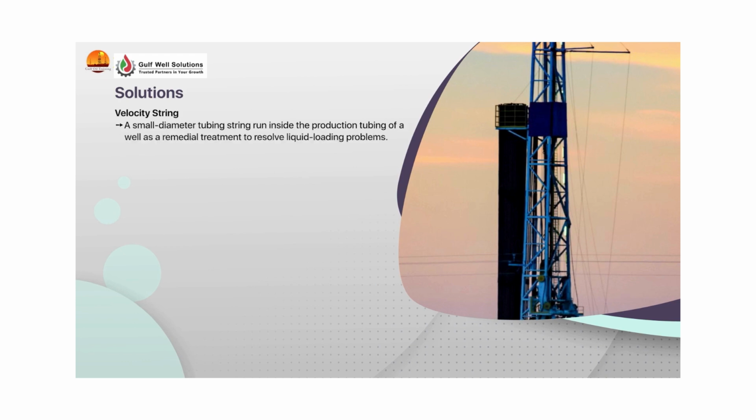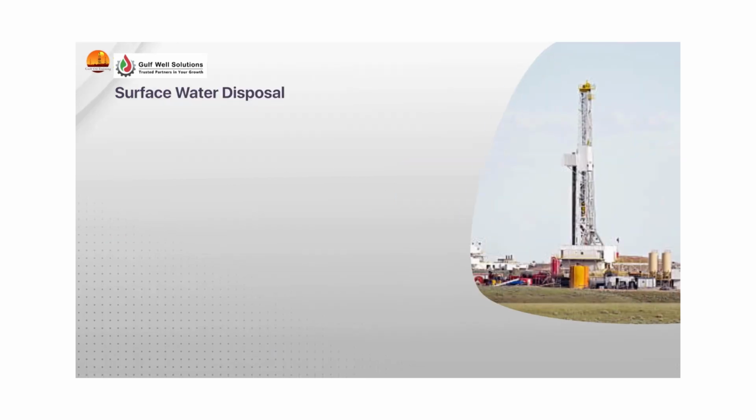Velocity string. A small diameter tubing string run inside the production tubing of the well as a remedial treatment to resolve liquid loading problems. Installing a velocity string reduces the flow area and increases the flow velocity to enable liquids to be carried from the wellbore. Surface water disposal.